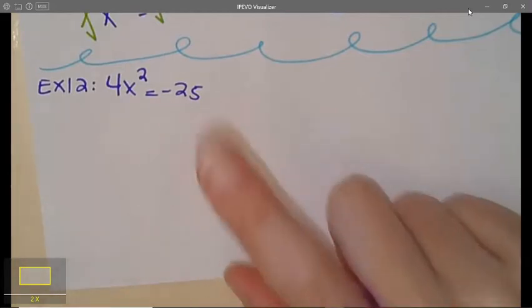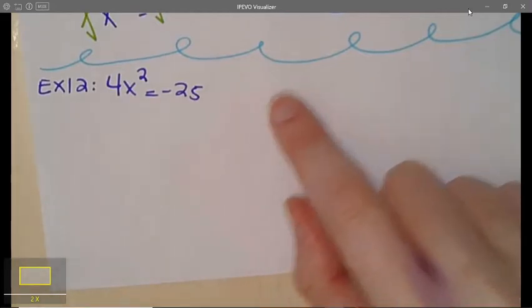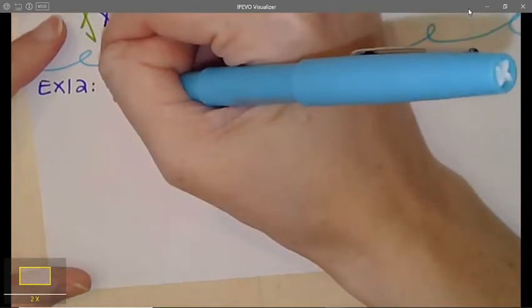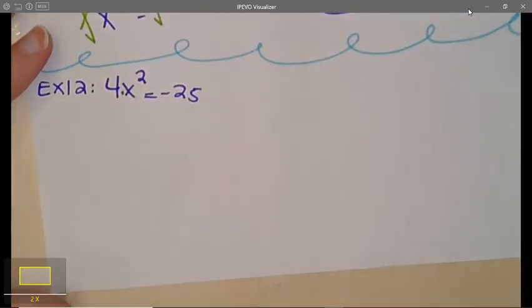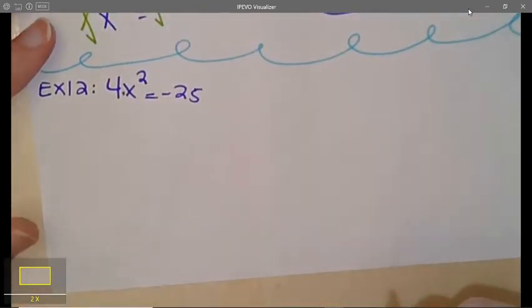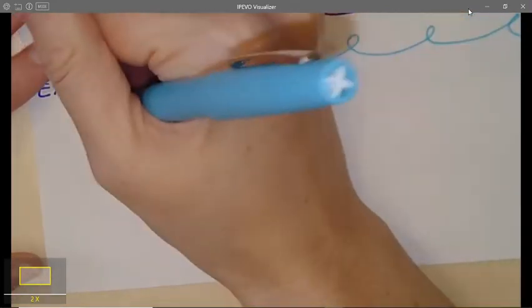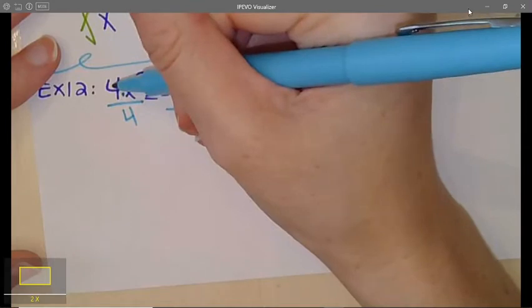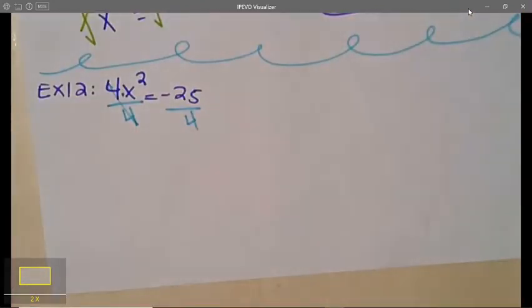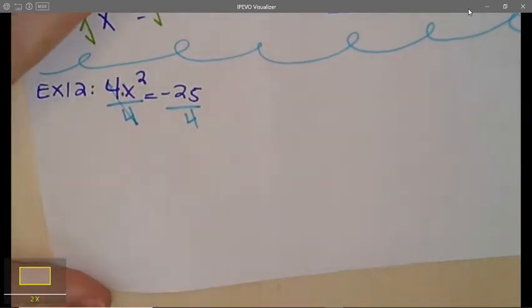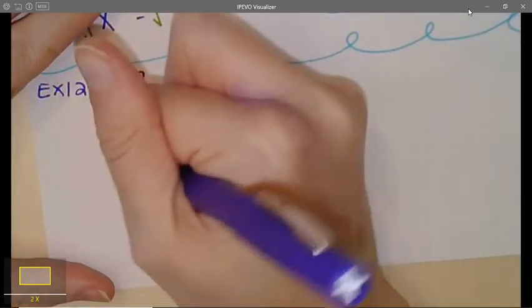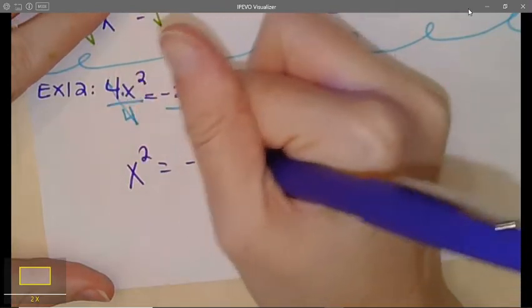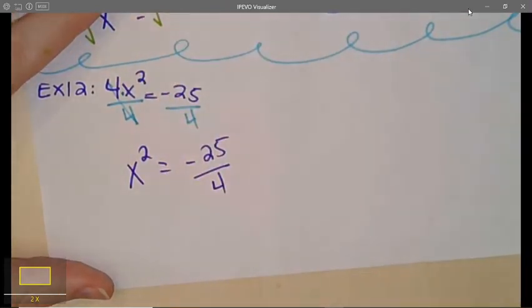Okay, so currently what's getting in the way is this 4, which is secretly multiplying the x squared, so the way you move it to the other side is by dividing that thing on both sides. 4 divided by 4 will cancel and turn to 1, and then 25 cannot divide by 4, and I can't reduce that down. So this will be x squared equals negative 25 over 4.